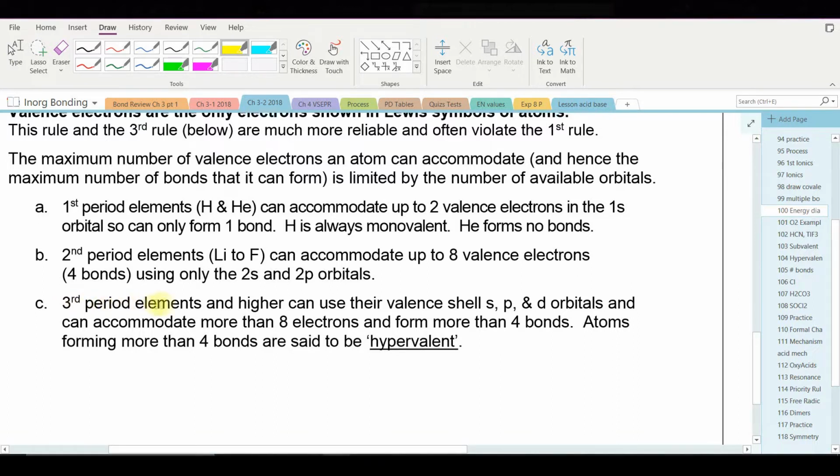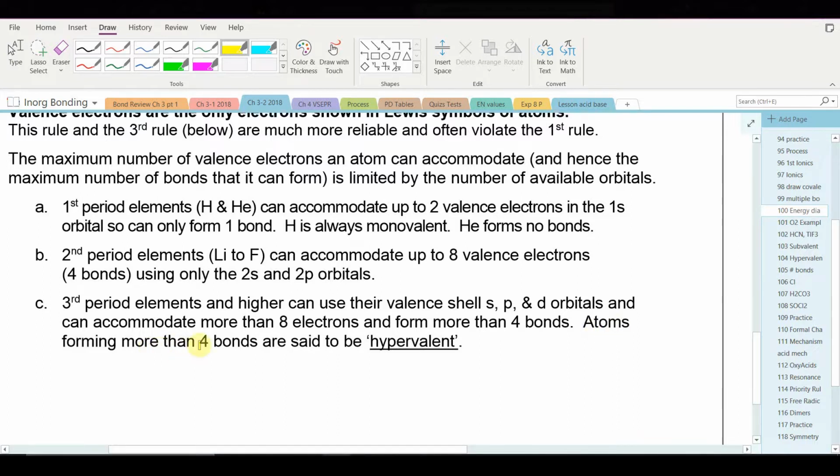Third period elements and higher, meaning fourth period, fifth period, sixth period elements, can use their valence shell s and p and d orbitals, and therefore they can accommodate more than 8 electrons to form more than 4 bonds. So we can violate the octet rule. For any element in the third or fourth or fifth period and so on, they can have more than 8 electrons. They can have more than 4 bonds.